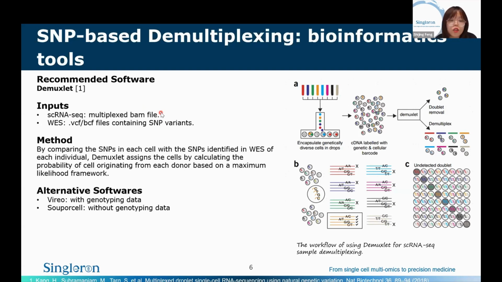The other part is the genotyping data, and we recommend using WES. After you call SNPs with this WES data, you are going to have the VCF or BCF file containing the SNP information of every individual. So as long as you have these files, you can start to analyze with Demultiplexing.